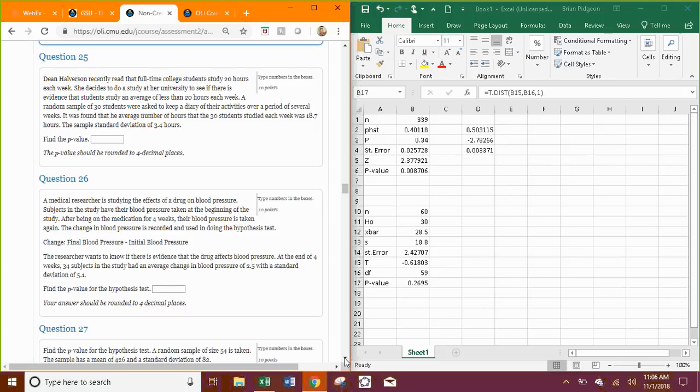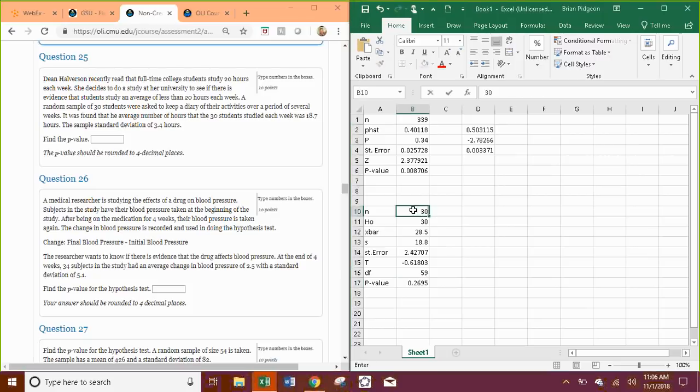Dean Halverson recently read that full-time college students study 20 hours each week. She decides to do a study at her university to see if there is evidence that students study an average of less than 20 hours a week. A random sample of 30, so n is 30. Less than 20, so our null hypothesis is 20. And we found that the average number of hours the 30 students studied each week was 18.7. That's x bar. And then our standard deviation is 3.4.